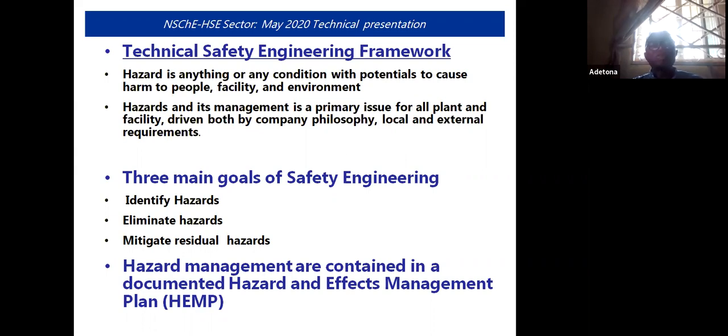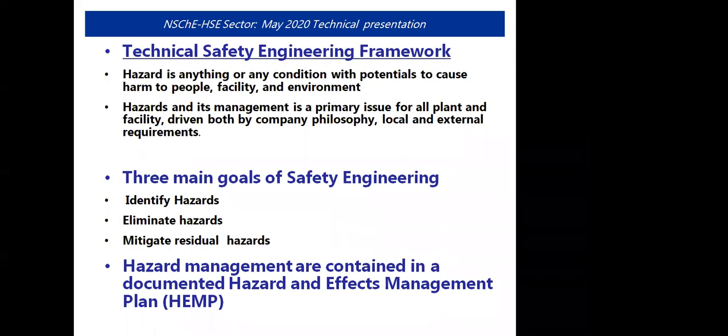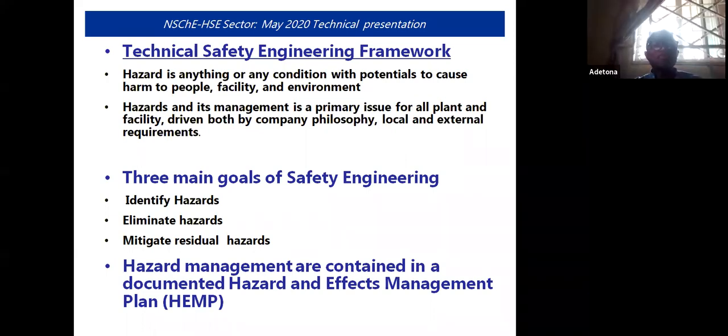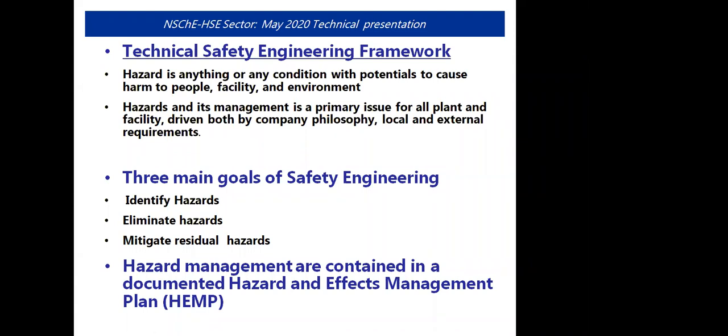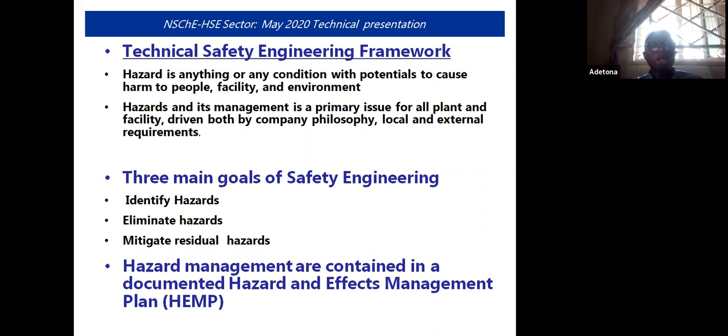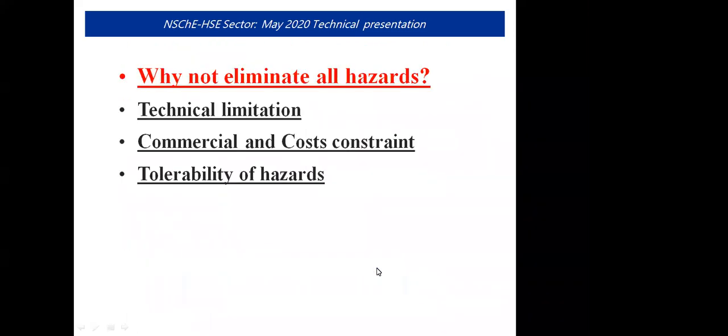First is to identify the hazards, and the next is, as much as possible, to eliminate hazards if practicable. And where you cannot eliminate all, the residual hazards are mitigated. This forms the main focus of hazard management in both plants and industry.